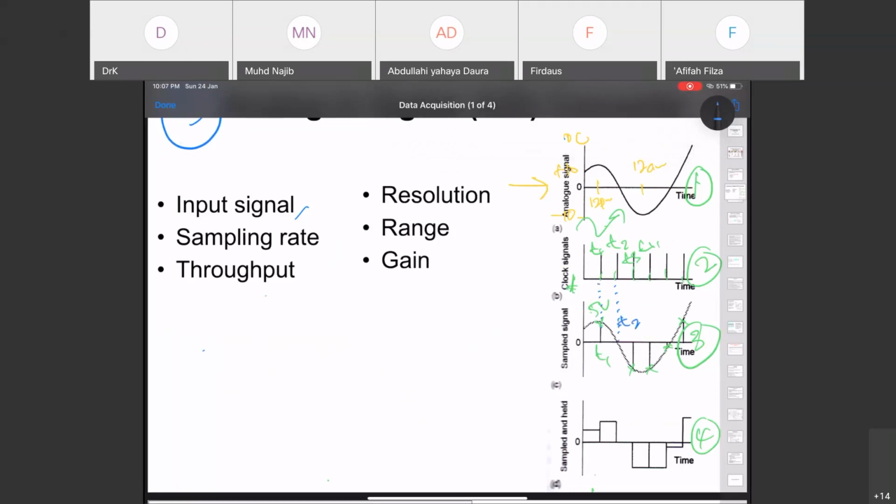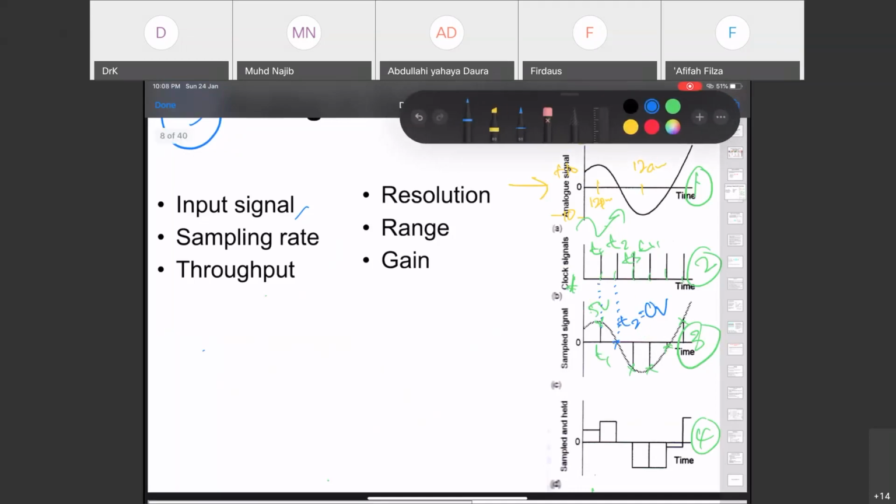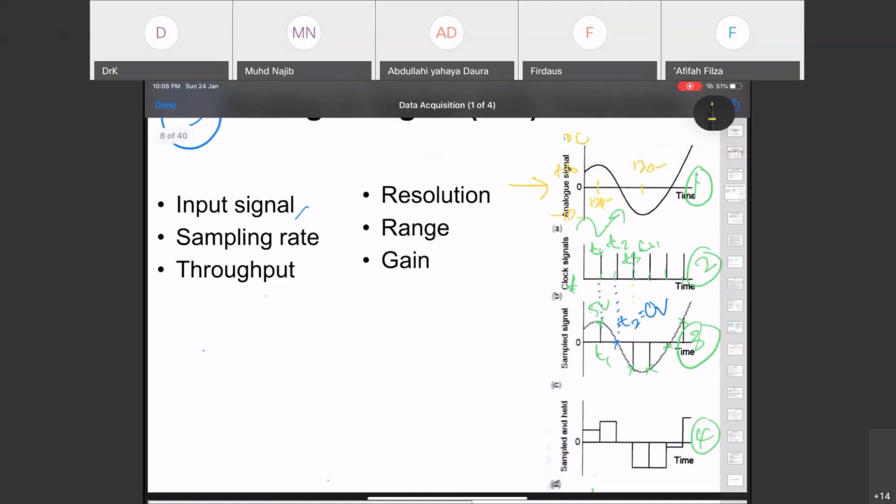At T2, the voltage is at 0 volt. I can simply pick up like that. And at T3, the voltage here is, I would say, maybe negative 5 volt. So this is what happens when you superimpose an analog signal with a spike train signal, which is the clock signal, and you will get the sample signal.